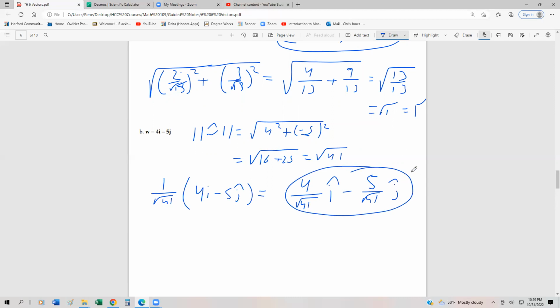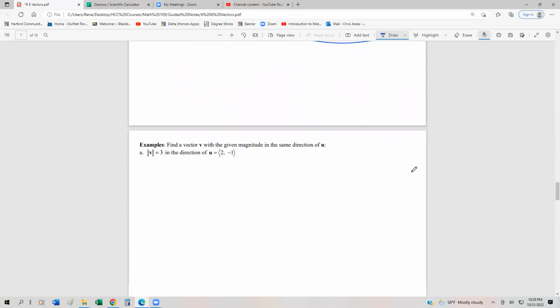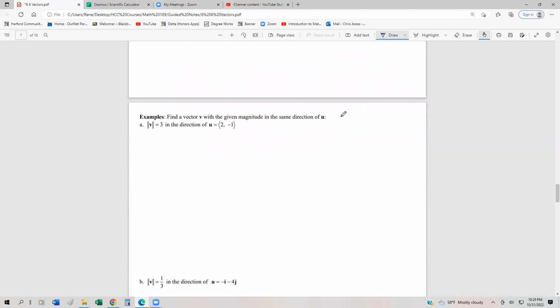Now, what if we wanted to find a vector of a different magnitude in the same direction? For instance, magnitude 3 in the direction of 2, negative 1. What we would do first is find a unit vector. Then we would multiply by the given magnitude, because remember, multiplying by a scalar changes the magnitude.